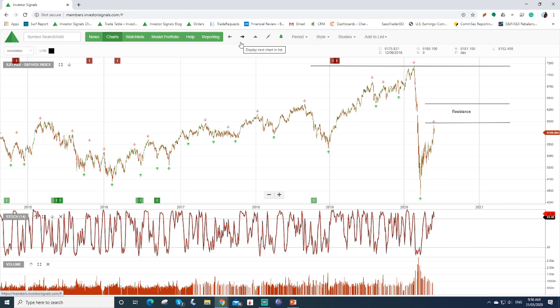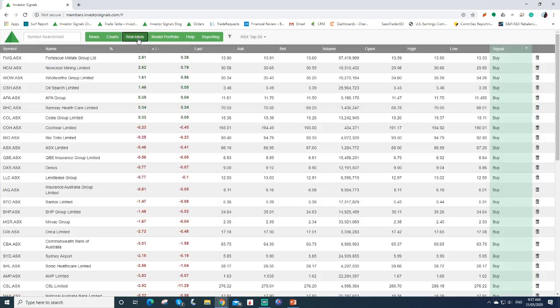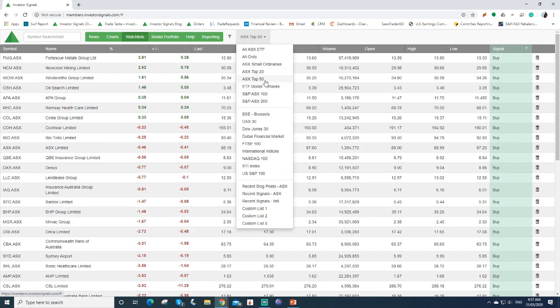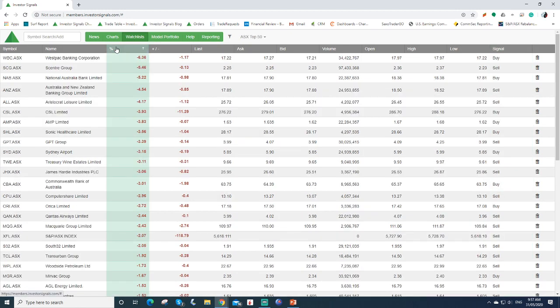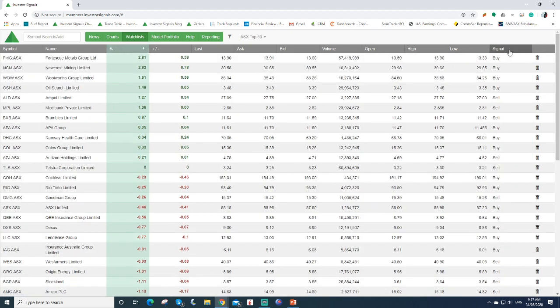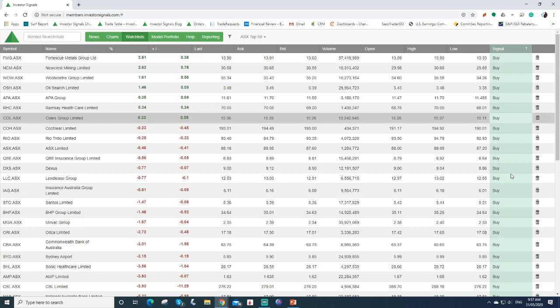Now, that doesn't mean there's not buy opportunities in the market, and we're going to focus on the difference between the stocks that should be in portfolios and the stocks that shouldn't. So to do that, we go into the watch list, we select the ASX top 50, we organise it by percentage gain at the top. We arrange this so we're looking at buy signals first.